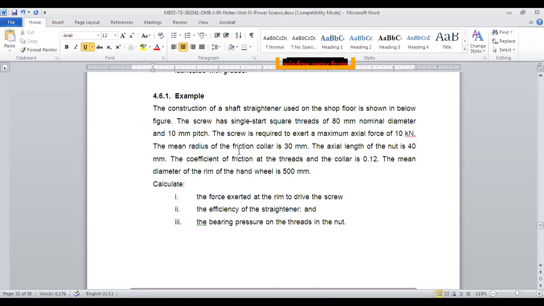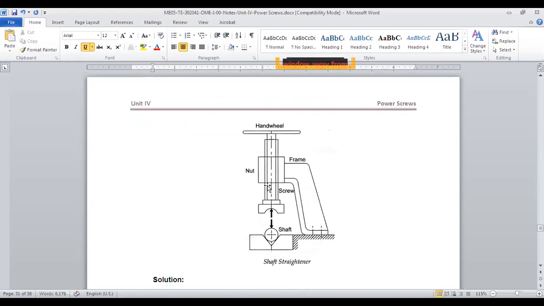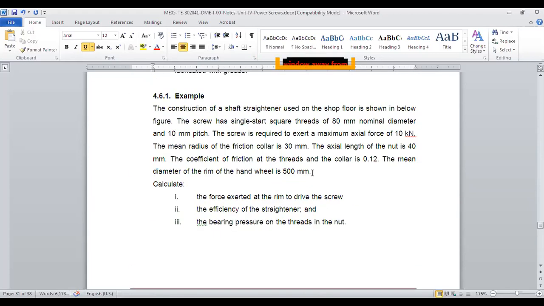Now we'll take a look at the numerical. A construction of a shaft straightener used to straighten shafts is shown below. The square thread has a single start, with 80 nominal diameter. The threads used in the straightener, here we are using a screw, have a single start and 80 nominal diameter. Nominal means outside diameter is 80, and the pitch is 10. So the mean diameter will be 80 minus half of 10, which is 75 mm.